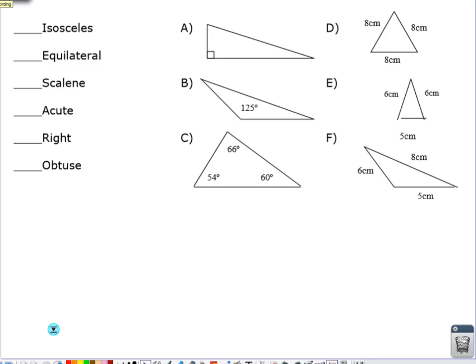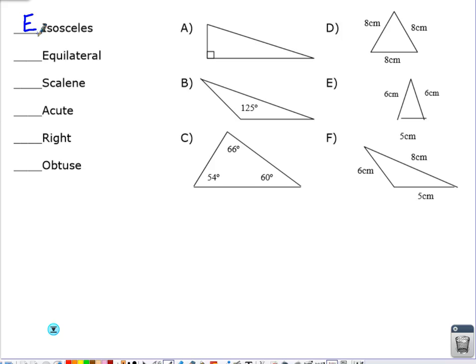Let's go through and make sure everybody remembers the different types of triangles. The first one, isosceles. How many equal sides does an isosceles triangle need? Two. Isosceles, got two eyes, right? Got two equal sides. So which one over there is isosceles? E, that's right. Triangle E.